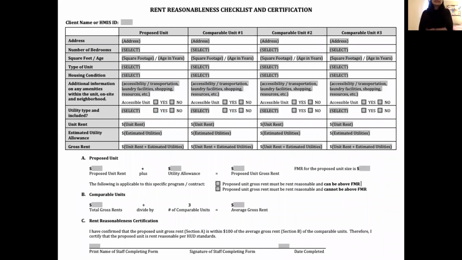So on this slide, we can see that you would fill out the 3 comparable units alongside the proposed unit, and you would compare it across gross rent, but also the type of the unit, the age of the unit, condition, and utility and amenity offerings.